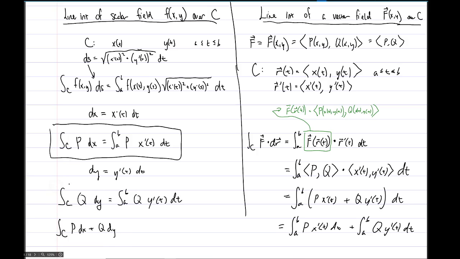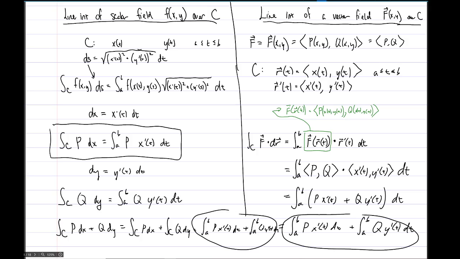Yeah, so let's actually just write it out. Integral over C of p dx plus integral over C of q dy. And then if we replace those with what's on the right side here, we'll have integral a to b of p x prime of t dt plus, now copying this, integral a to b of q y prime of t dt. And so you'll note that actually the same thing is written twice here.